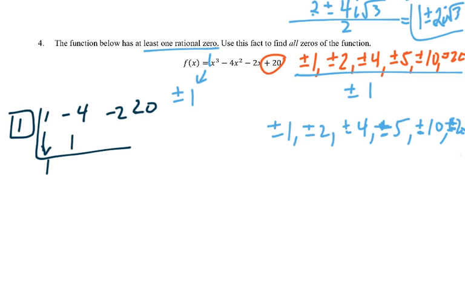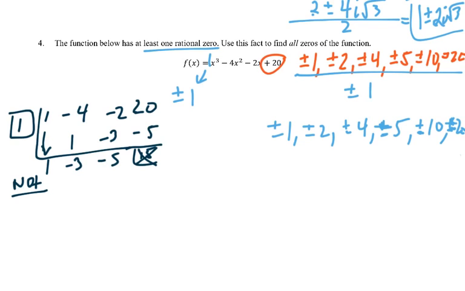1 times 1 is 1, -4 plus 1 is -3. 1 times -3 is -3. 2 plus -3 equals -5. 1 times -5 equals -5. 20 plus -5 is positive 15, and that is not 0. So the remainder is not 0, so therefore that is not a 0.